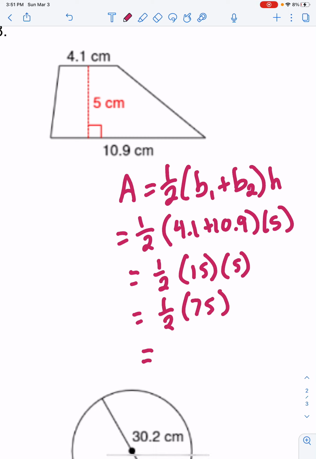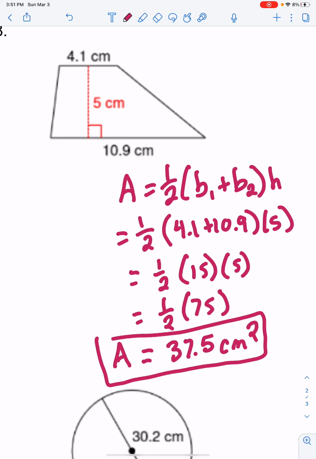And our last step is to find half of that. So we're going to do 75 divided by 2, and that gives us 37.5 centimeters squared. And that is the area of this trapezoid.